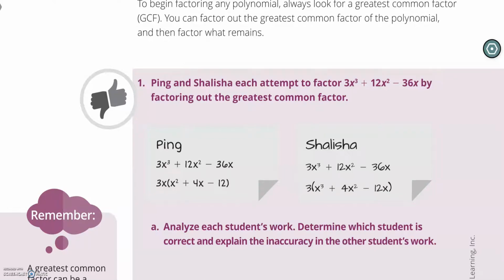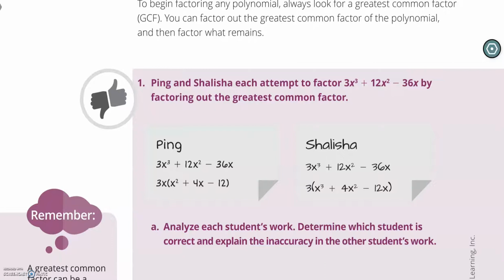It says Ping and Shalisha each attempt to factor 3x cubed plus 12x squared minus 36x by factoring out the greatest common factor. If we look at what Ping did, it looks like Ping took out 3x and was left with x squared plus 4x minus 12. Looks good. Shalisha factored out a 3 and was left with x cubed plus 4x squared minus 12x.